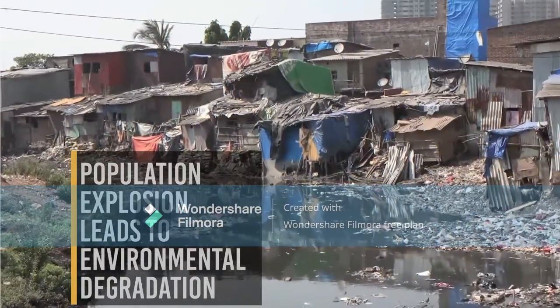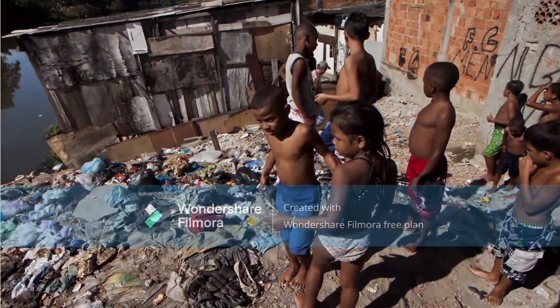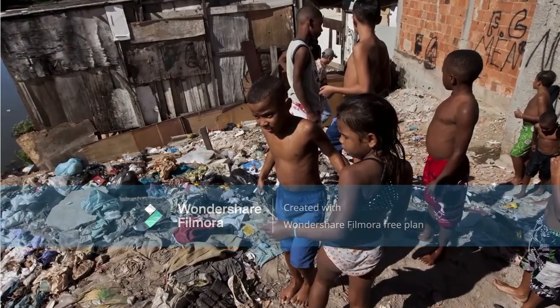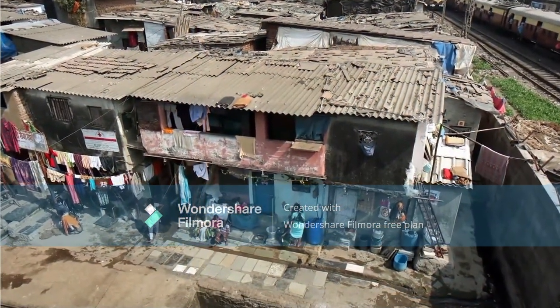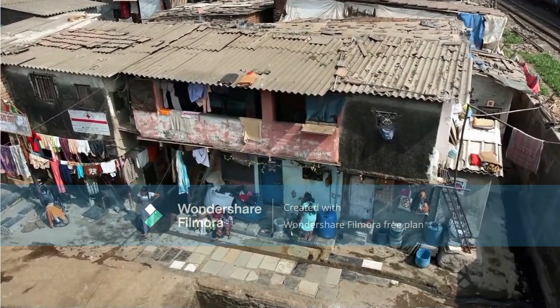Population explosion leads to environmental degradation. Higher birth rate brings more pollution, more toxic waste, and damage to the biosphere. Briefly speaking, population explosion hinders economic development. It should be controlled effectively.